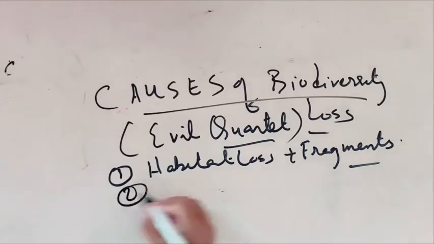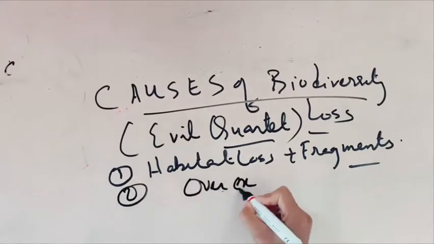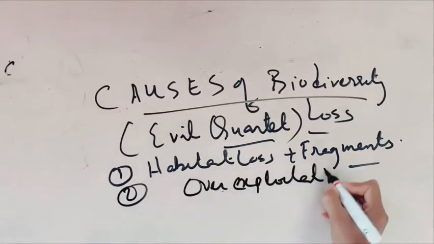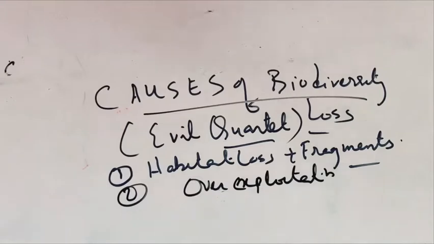Number two, overexploitation. Human beings have greed, and because of it we overexploit our natural resources.